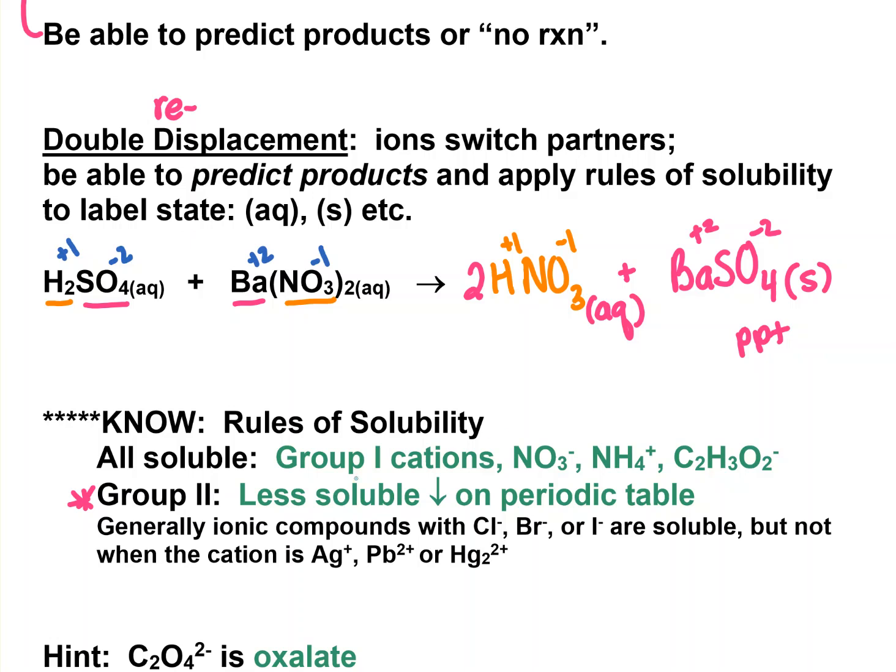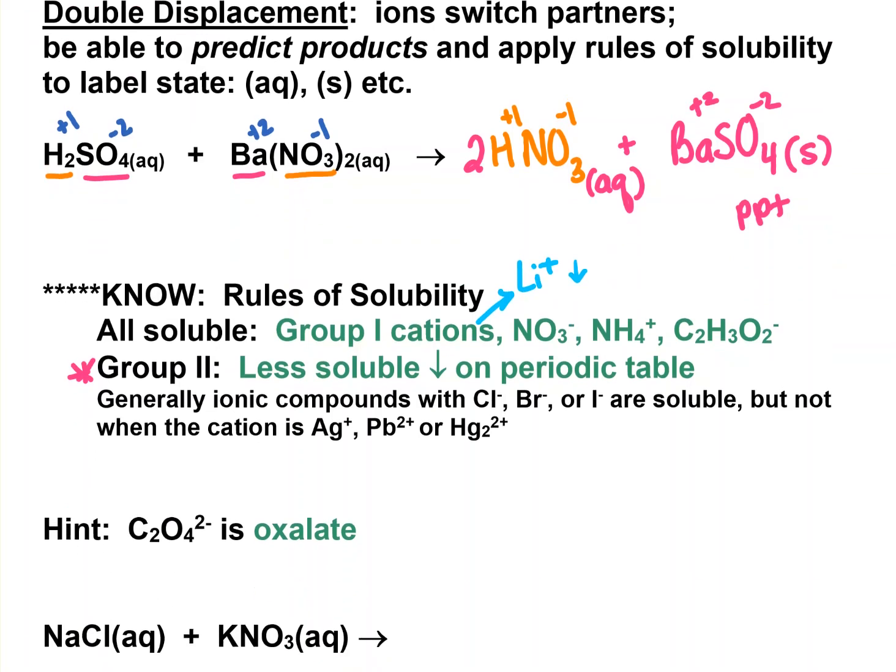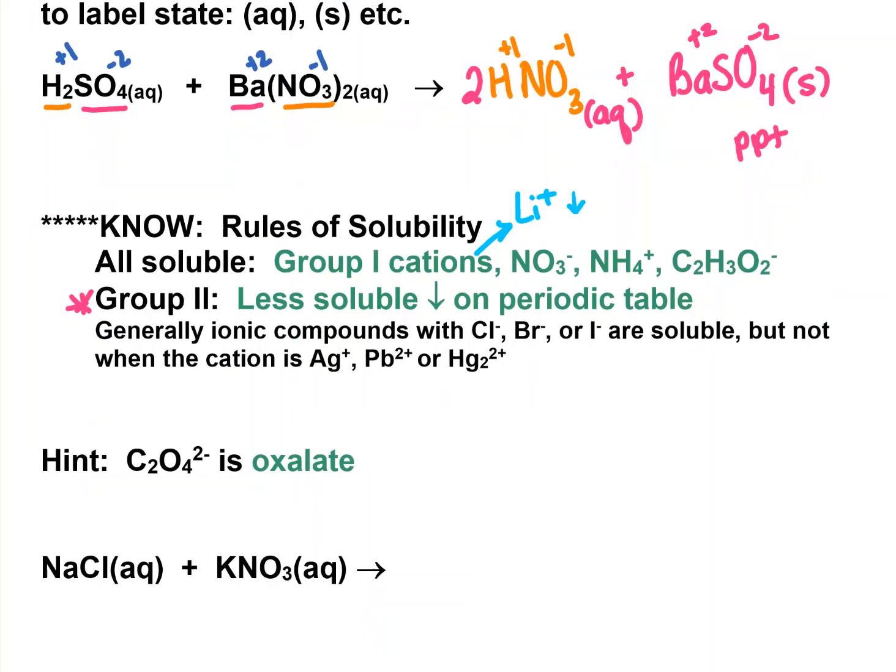The group 1 cations, that's the first column of the periodic table, like lithium, and then on down. In this experiment, there's a polyatomic ion we don't always have you memorize, but you need to know that this ion is oxalate.